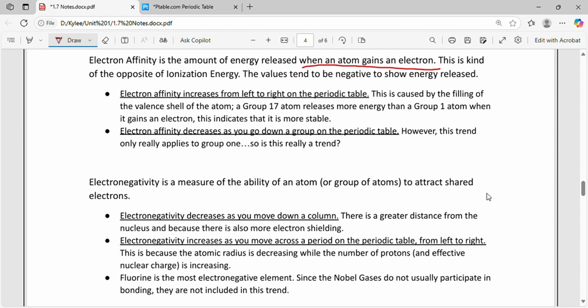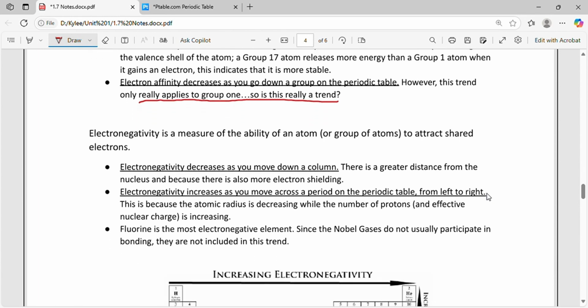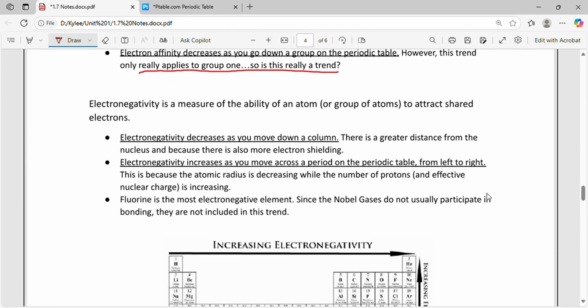And then I have this little note that that trend really only applies to group 1. So can we call it a trend if only one group does it? Unsure. And then finally, we have electronegativity.